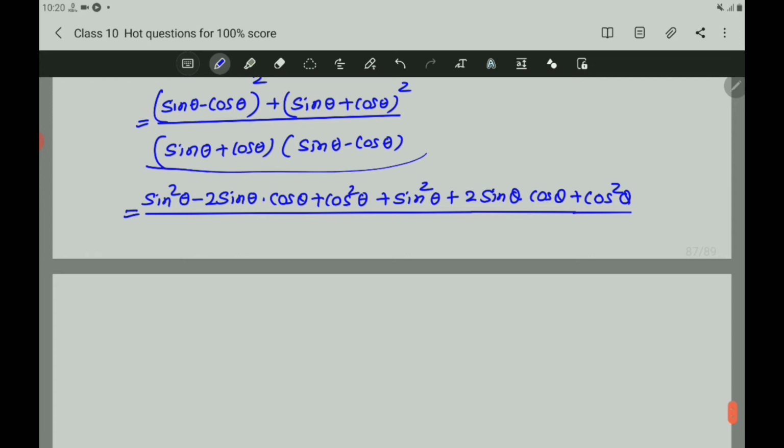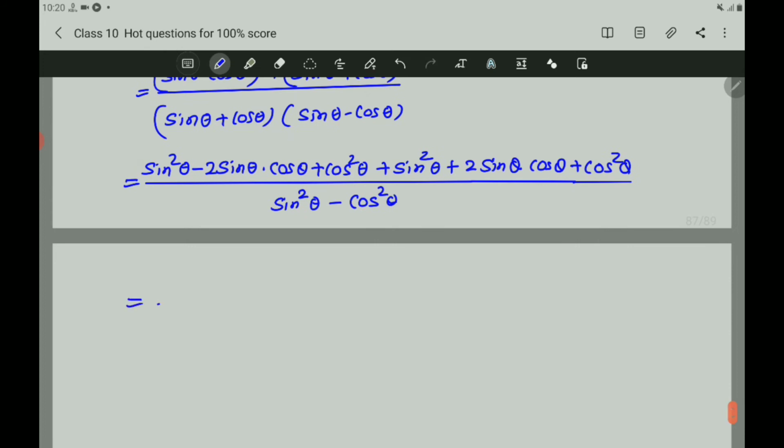Then the product of these two, you know that this is in the form of a plus b into a minus b. So first term and second terms are same here, and first one is plus, second one is minus here. So a plus b into a minus b is a square minus b square. Square of the first term minus square of the second term. So you write a square, that is sin square theta, minus b square, that is cos square theta. Sin square theta minus cos square theta.